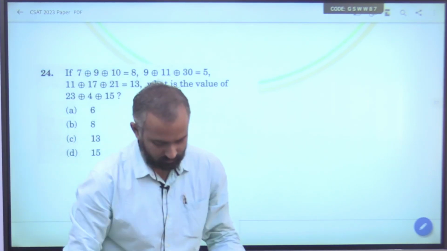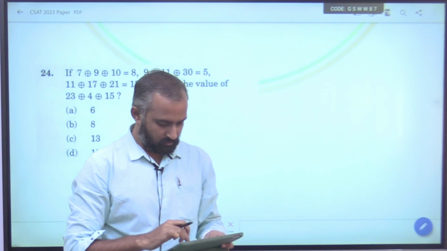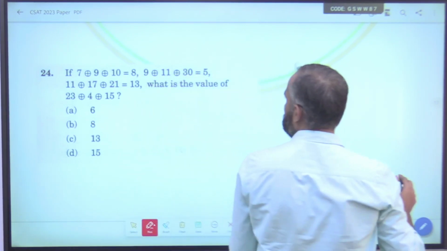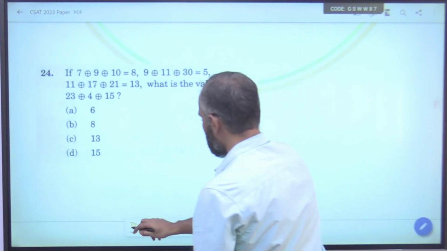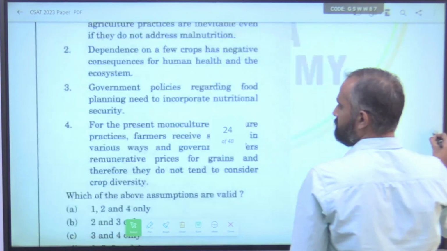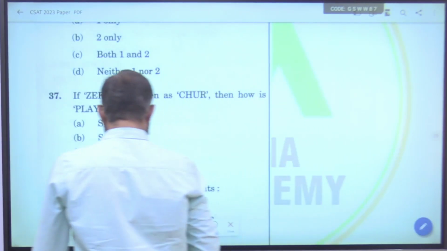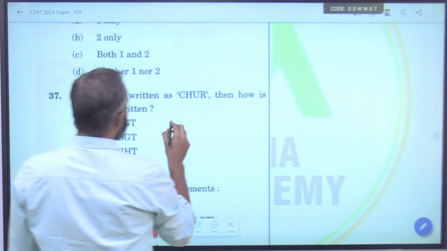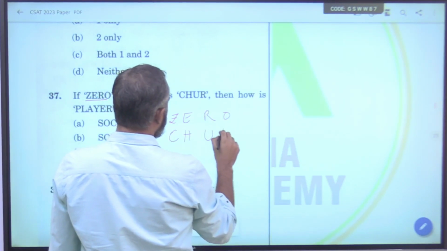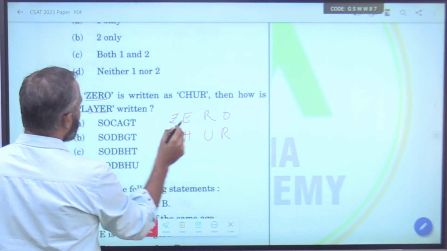Next question is reasoning. 37. Observation based question. 0 is written as CHUR, ZE is written as CHUR. Now, Z might be a bit complex, then find the relation between those two.